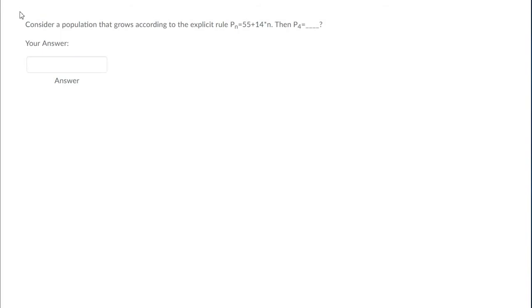Problem number 4 here. Again, they're giving us a rule to generate values, but notice the rule does not depend on the previous term. The rule just depends on the time value, n, the little subscript. That is the main input to the rule. It's not depending on Pn minus 1. If it depended on the population at time n minus 1, then it would be recursive. It's not. It's just depending on the actual time value itself.